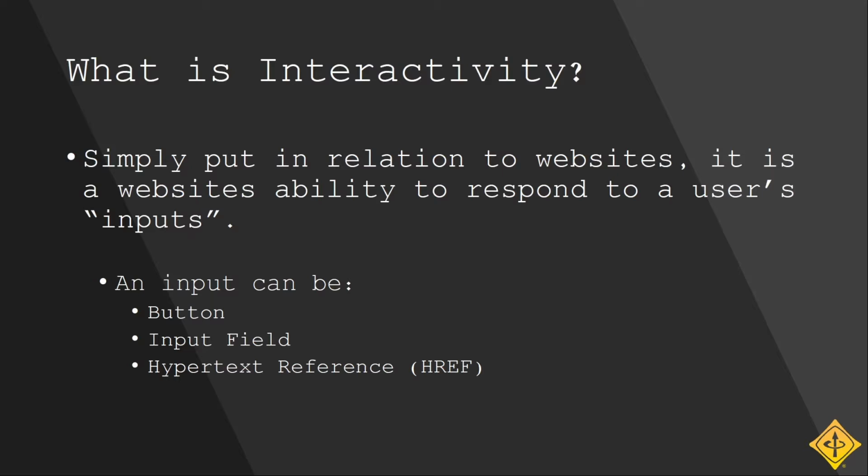So first, we're going to define what interactivity is. Since we're working with JavaScript and jQuery, which relates to websites, interactivity on a website is the website's ability to respond to user inputs. That could be you clicking a button or typing text into an input field and then clicking the submit button. Most of the time, it's a button or some form of click event, or even a hypertext reference.